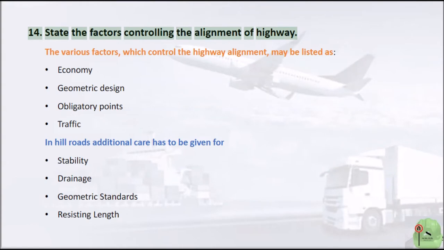State the factors controlling the alignment of highway. The various factors which control the highway alignment may be listed as economy, geometric design, obligatory points, traffic. In hill roads, additional care has to be given for stability, drainage, geometric standards, resisting length.